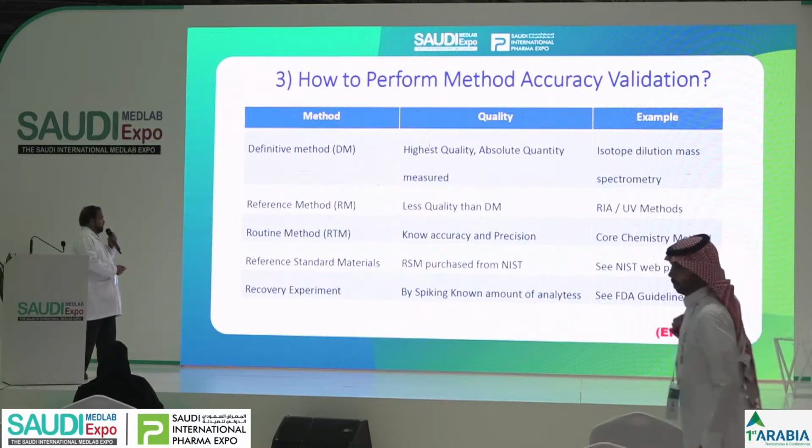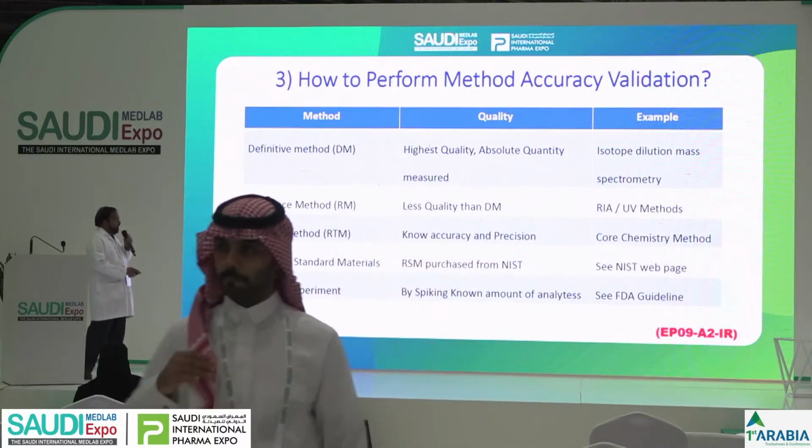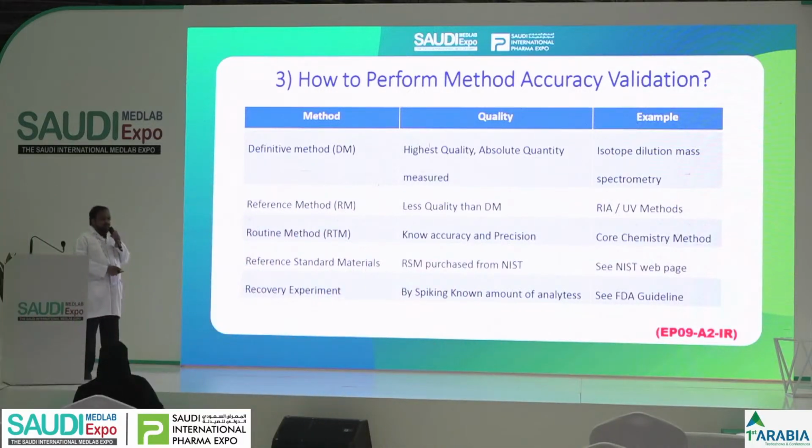The second one is the reference method, which has less quality than the definitive method. Normally the RIA, UV, and the most commonly used method for any particular analyte. The routine method, this is what we are using mostly in most of the labs, which is the method we use in core chemistry, serology, hematology, and all of them, where we are just comparing our result with the other lab, or the lab within the city, or the lab internationally, whatever they are most commonly used.